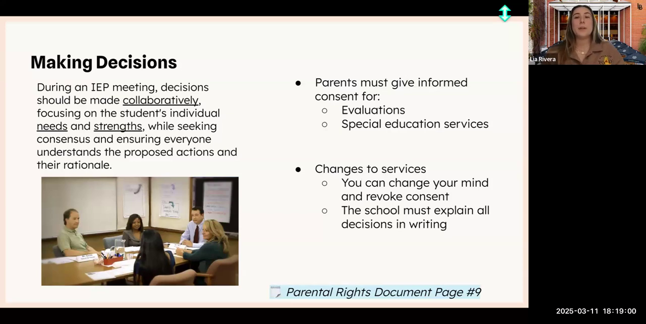I know we talked about it briefly, but parents must give informed consent for evaluations and the special education services. And there could be changes to services, and you could always change your mind or revoke consent, which is another important thing. If you're not too fond of something, you could always go back and change it. And then another big one is that the school must explain all decisions in writing.